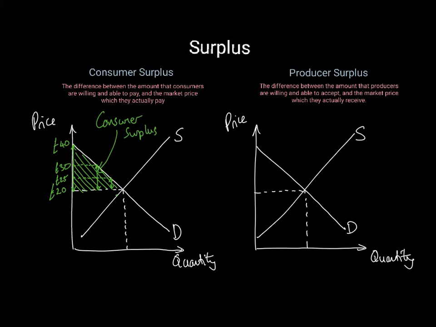So the consumer surplus is the difference between the amount that consumers are willing and able to pay, which obviously is shown by the position of the demand curve, and the market price which they actually do pay.